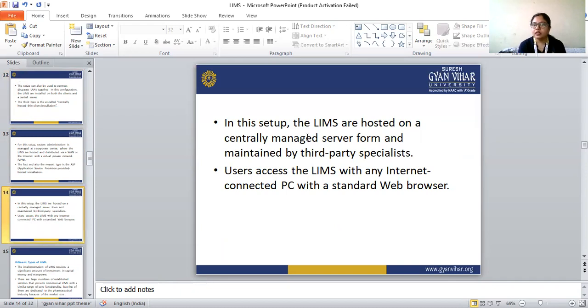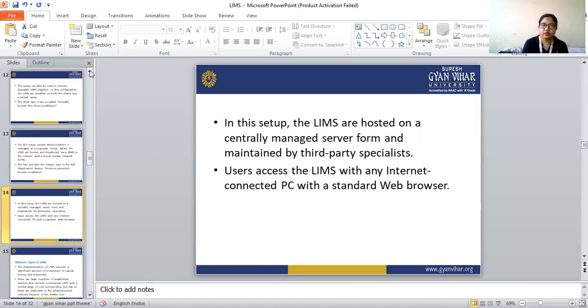In this setup, the LIMS are hosted on a centrally managed server farm that is maintained by third-party specialists. Users access the LIMS with any internet-connected PC with a standard web browser. So these are the four architectures of the LIMS.